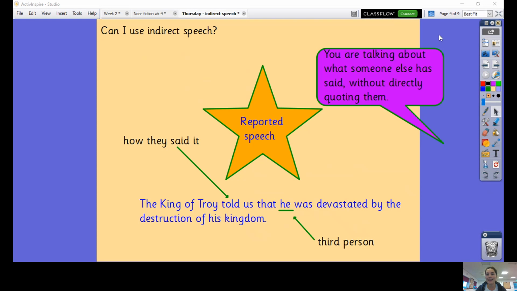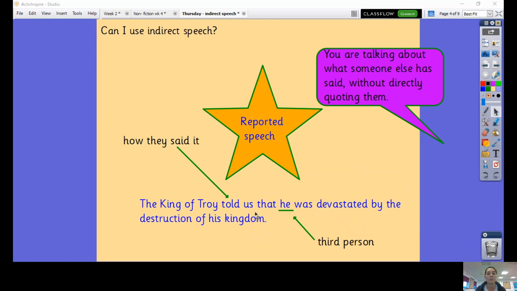Okay, so today we're thinking about indirect speech. It's sometimes called reported speech. And you're talking about what somebody else has said without directly quoting them, like we did yesterday. So we will not be using speech marks at all.